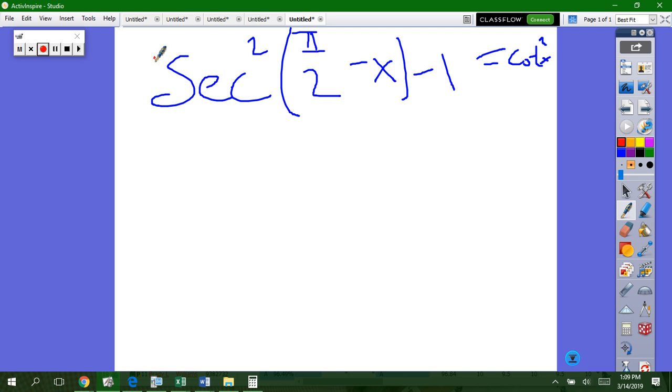If you'd like to turn to page 374 and tell me what the secant of pi halves minus x is? I kind of know it, but I believe it's cosecant. Anybody want to look that up for me on page 374?